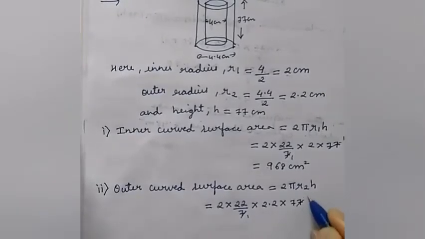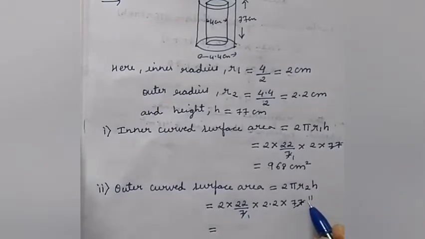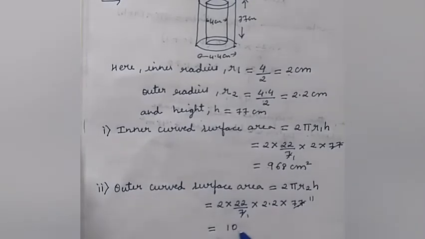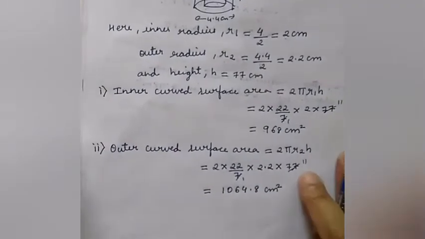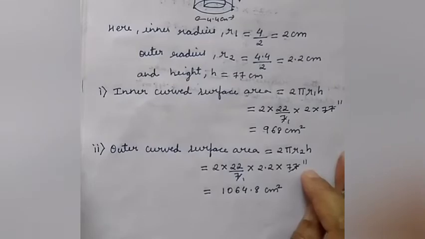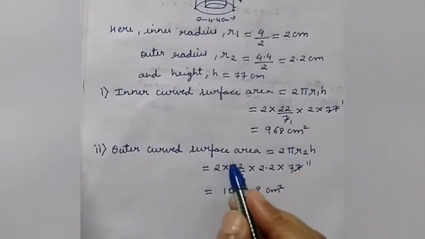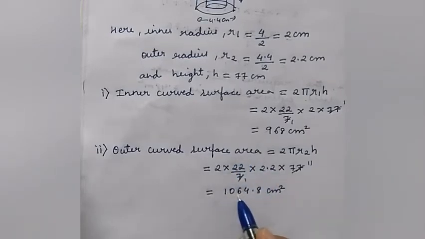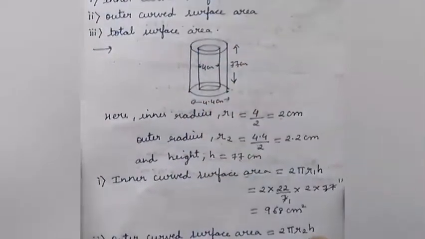So 7 one time, 7 eleven times gets cancelled. We are left with 2 into 22 into 2.2 into 11, which is equal to 1064.8 centimeter square. So we have obtained the inner curved surface area, which is equal to 968 centimeter square, and the outer curved surface area, which is equal to 1064.8 centimeter square. Next, the third part, we are asked to find the total surface area.